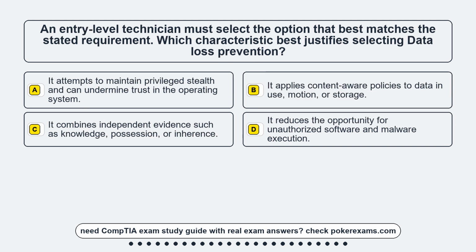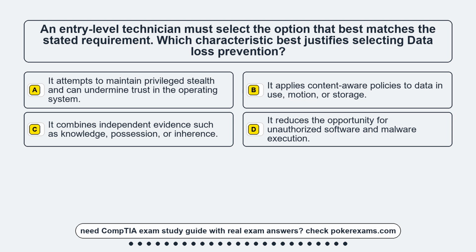Question 24. An entry-level technician must select the option that best matches the stated requirement. Which characteristic best justifies selecting data loss prevention? Option A. It attempts to maintain privileged stealth and can undermine trust in the operating system. Option B. It applies content-aware policies to data in use, motion, or storage. Option C. It combines independent evidence such as knowledge, possession, or inherence.